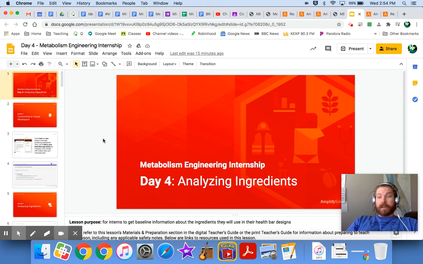Welcome everybody to day 4 of the Metabolism Engineering Internship: Analyzing Ingredients. Yesterday, we looked at some of the specific metabolic needs of rescue workers versus patients and how there were differences. Today, we're going to be actually testing some of the ingredients to see how well they meet those needs. We're going to test each ingredient individually.